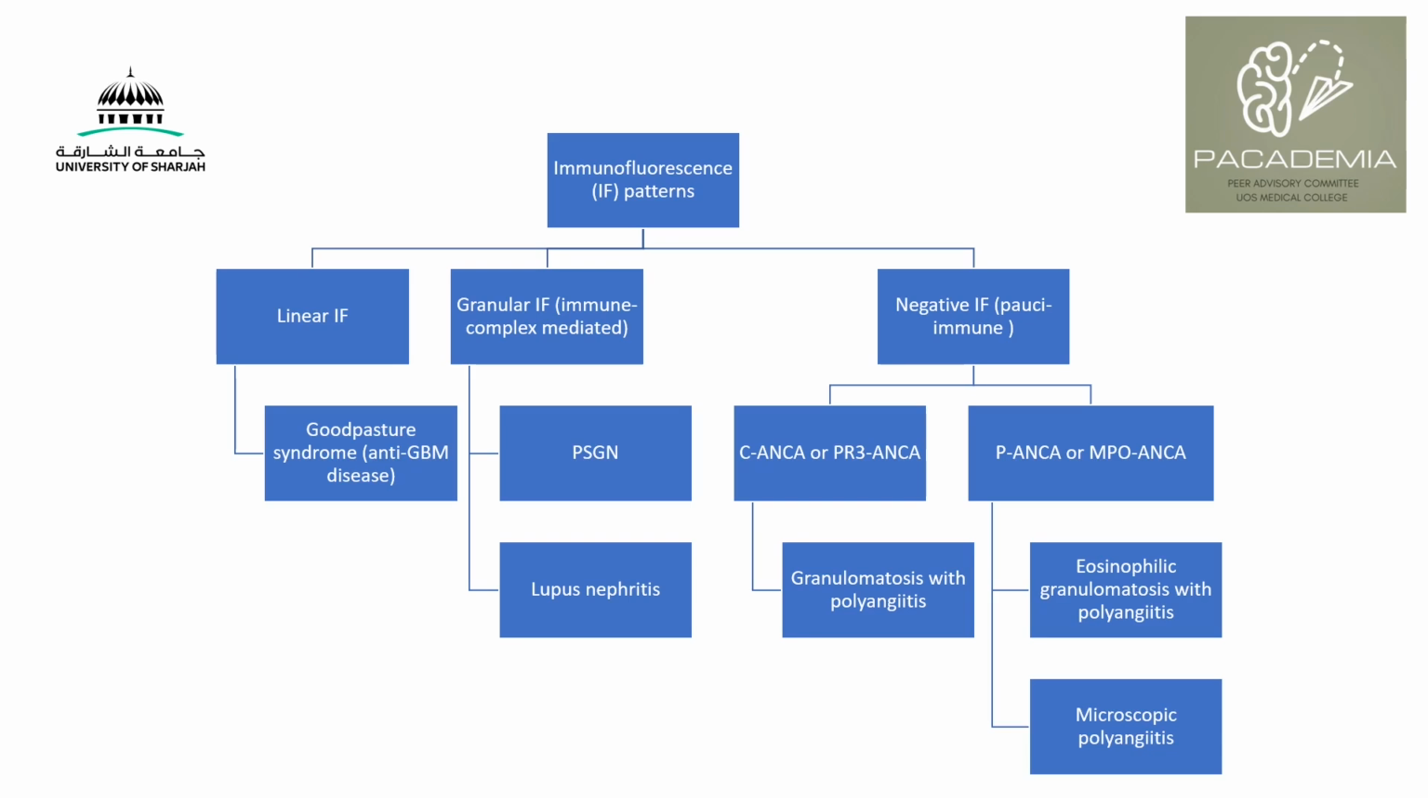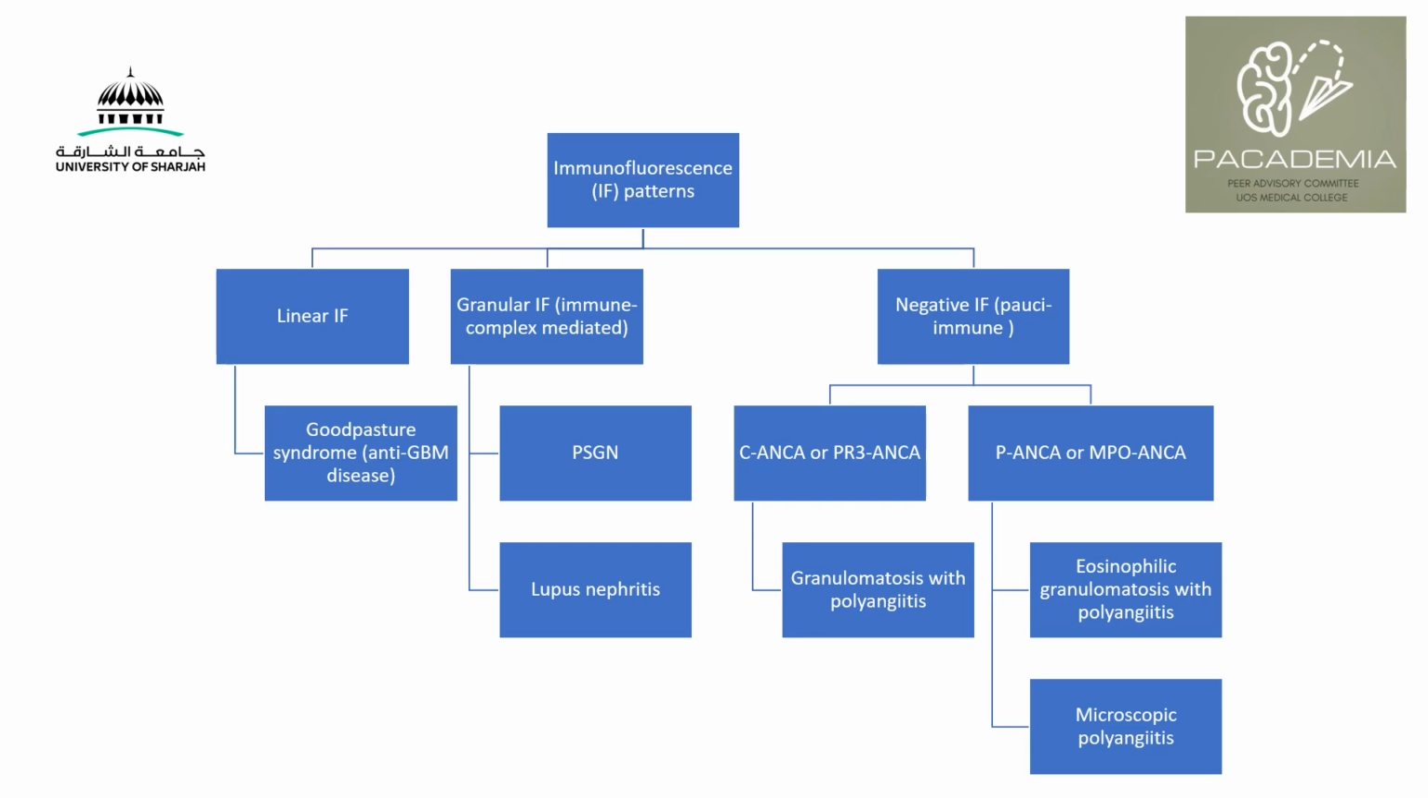For granular immunofluorescence, think of immune complex mediated diseases. One of them is post-streptococcal glomerulonephritis. So this is one disease you should look for. It can lead to rapidly progressive glomerulonephritis. Another cause would be SLE, because when the kidneys are involved in a patient with SLE, we call it lupus nephritis.